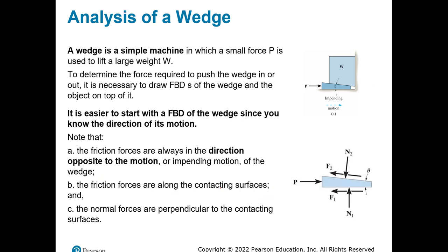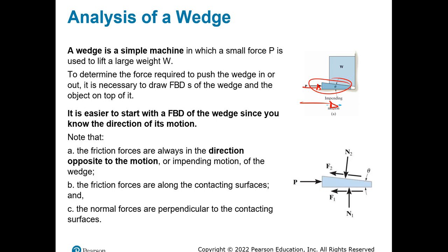Okay? So now we're moving to another topic in the chapter, which is the analysis of a wedge. A wedge is a simple machine in which a small force P is used to lift a large weight W. To calculate the force required to push the wedge in or out, it is necessary to draw a free body diagram of the wedge and the object on top of it. It is easier to start with the free body diagram of the wedge, since you know the direction of the motion. This is the wedge right here. You know that it's moving like this, so you might want to start with that.